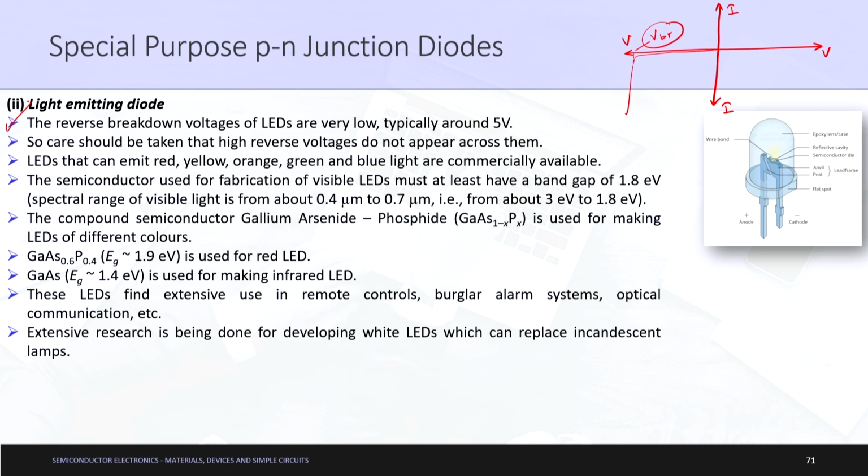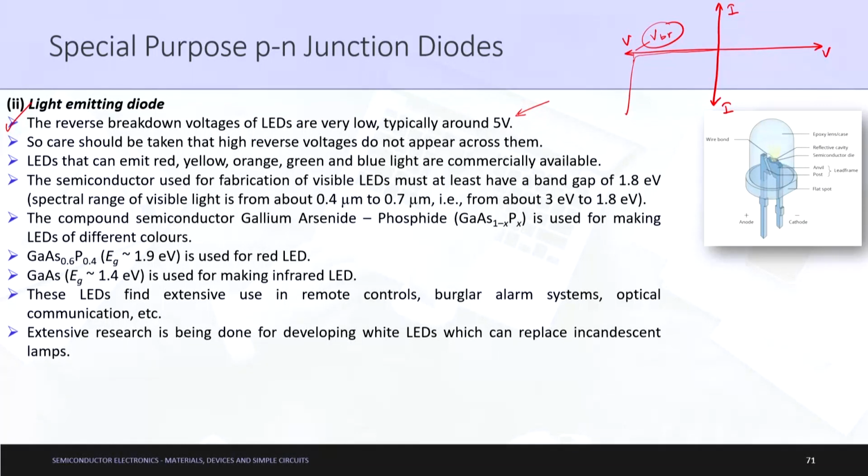So, the reverse breakdown voltages of LEDs are very low, which is typically around 5 volts. That is the only thing you can understand from this. Let us suppose by mistake, okay. All the Diwali lights which you generally use in your households or in your schools, those are generally made up of LED lights only.